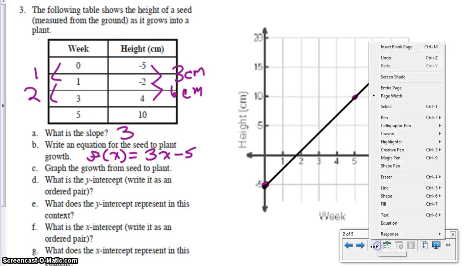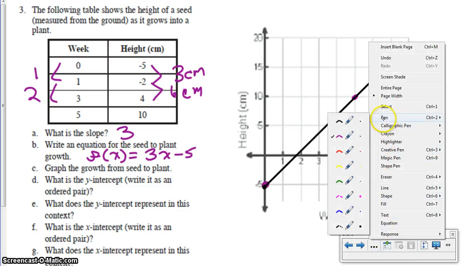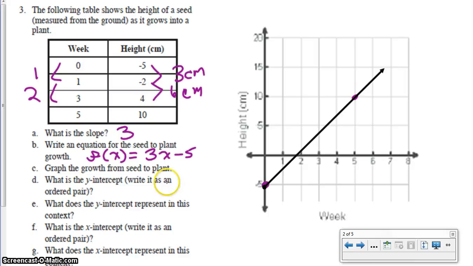What does the y-intercept represent, and where is it? Well, of course, it's at 0, negative 5. And what does it represent in this context? Well, in this context, you planted a seed below the ground. How far below the ground did you plant it? Negative 5 centimeters. So what does the x-intercept represent? Well, shortly before the 2-week mark, it actually breaks the ground.